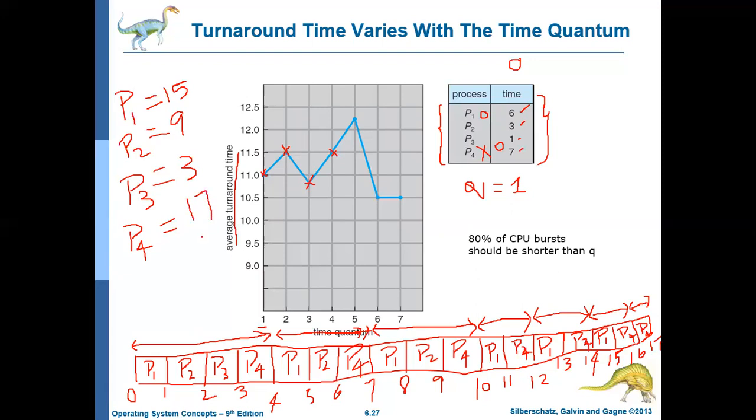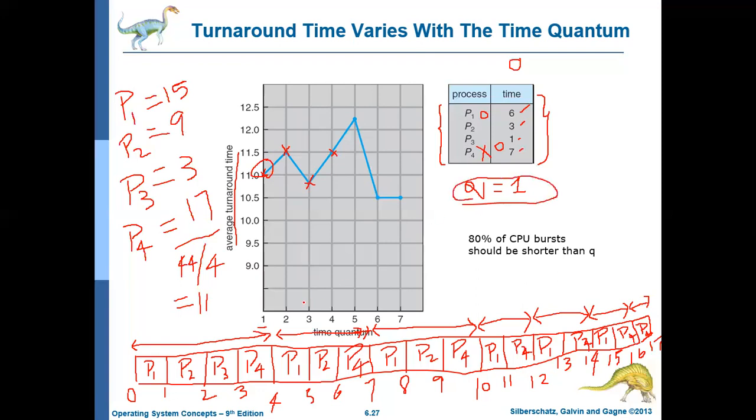Now add all these values and divide by the number of processes. If you add 15 plus 9 plus 3 plus 17, that is 44. So 44 divided by the number of processes, which is 4. So 44 by 4 is the value, and what you get is 11. That is how you got this particular value 11. So 11 will be the average turnaround time if the value of q is 1.